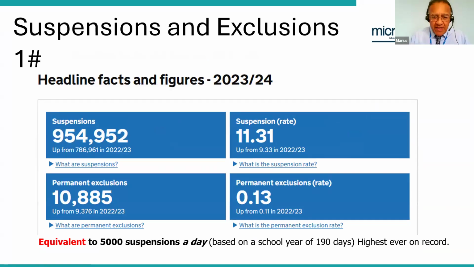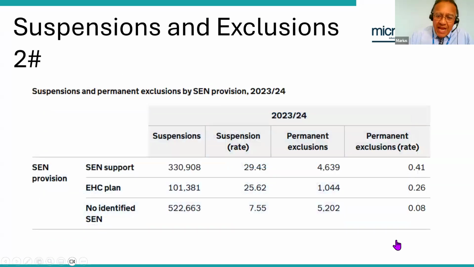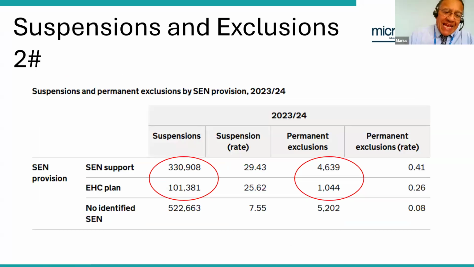I find these figures utterly remarkable. For the last year of full data, there were 955,000 suspensions. Now, if you divide that by the number of days in the school year, which is about 190, it works out to 5,000 suspensions a day, the highest ever on record. 2023, 2024. And if we interrogate the data again, we see that SEN support and EHCP young people are grossly represented in the statistics.